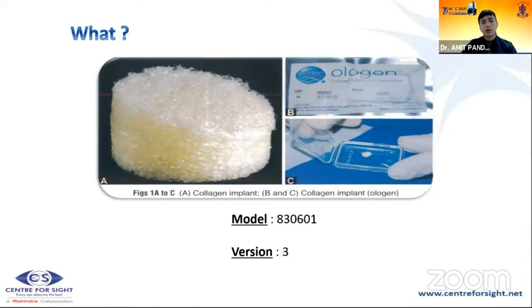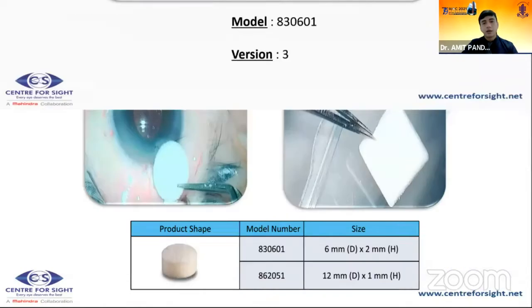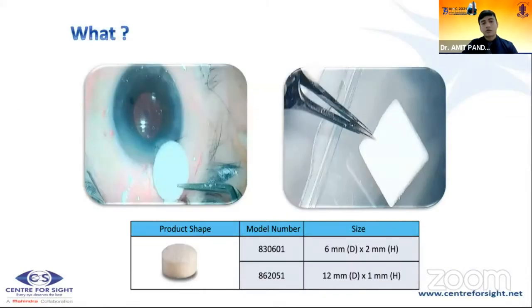So this is how it looks up close, and this is the package that it comes in. The model that we use now is 830601. The version is 3. It comes in 2 models. One is this circular model that you see on the left-hand side. It's 6 mm in diameter and 2 mm in thickness. Whereas the square model that you see is a larger model where the dimensions are around 10 mm by 10 mm and the thickness remains 2 mm.